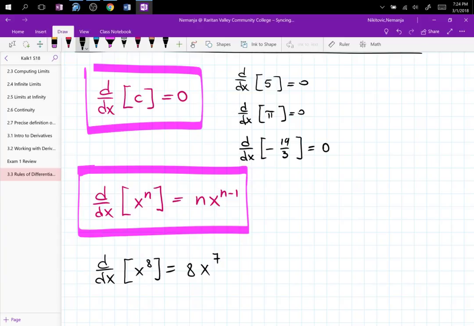What happened? I did this for n is equal to 8. Because n is 8, you drop n down, and then n minus 1.